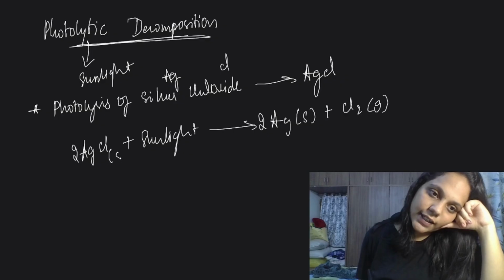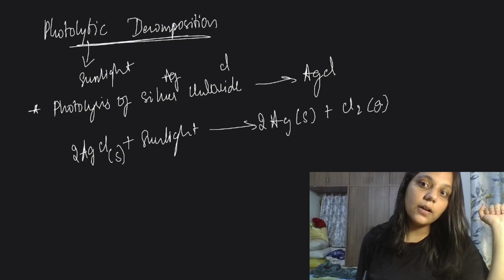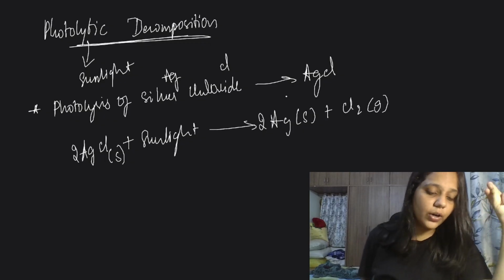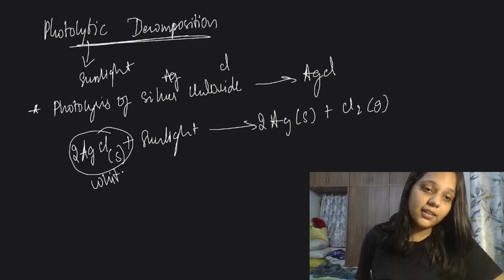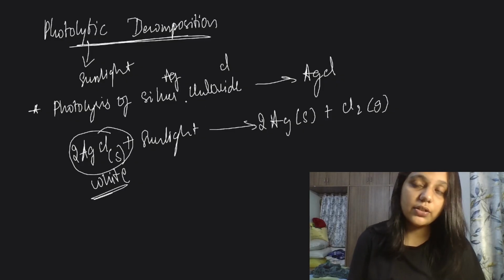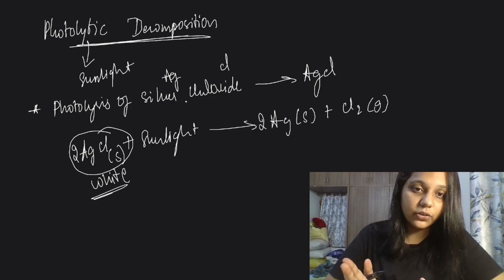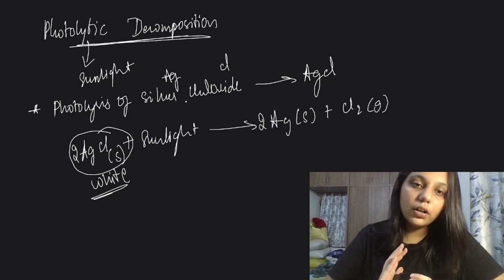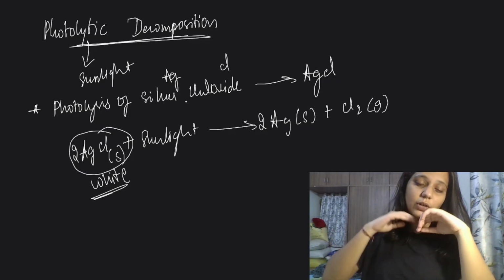Now silver chloride is in a solid state. This is also solid, and the chlorine which is released is in a gaseous state. Okay, and do you know one more interesting thing? Silver chloride is a white color solid. When you take some amount of silver chloride on one plate and keep it under the sunlight for some days, one day or 2 days.